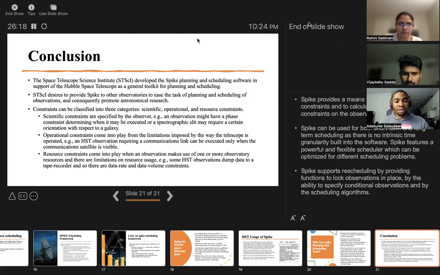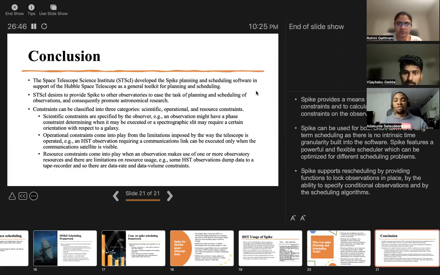Then looking at the resource constraints, this comes into play when an observation makes use of one or more observatory resources and there are limitations on resource usage. For example, some HST observations dump data to a tape recorder, and so there are data rate and data volume constraints. So Spike provides a means to express these constraints and calculate the total effect of constraints on the observation.